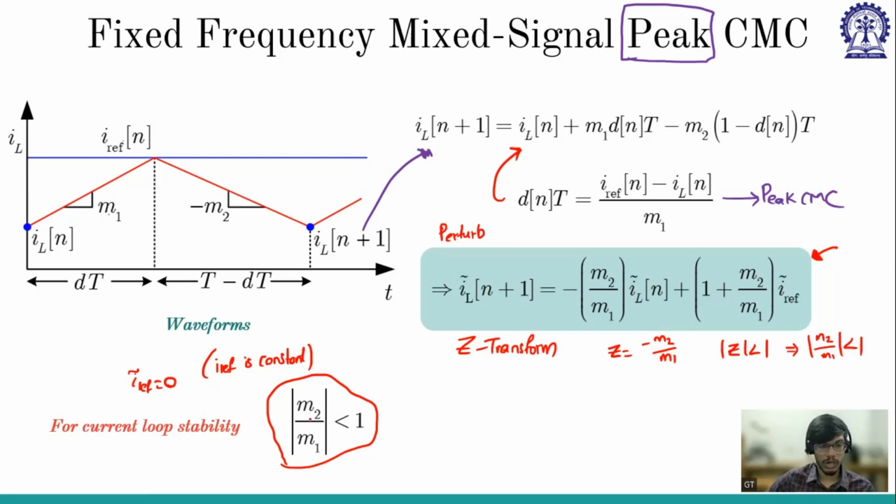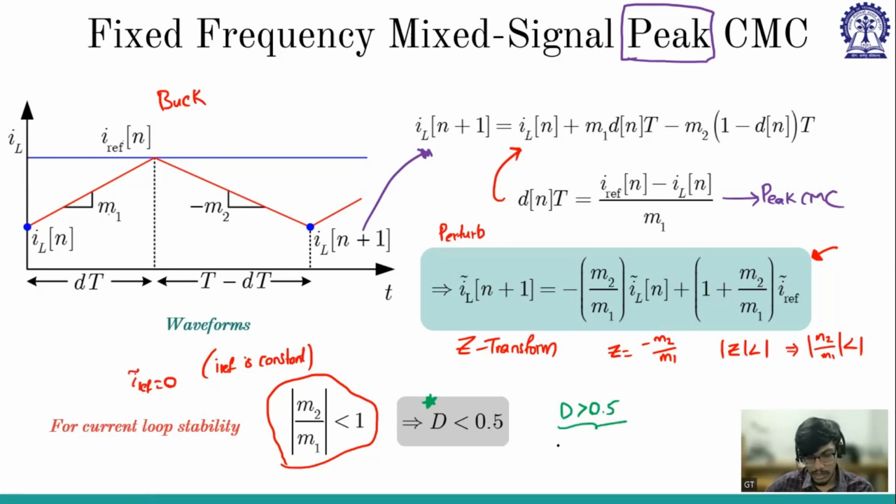If you substitute, say this is a buck converter, we know M2 is V0 by L and M1 is Vin minus V0 by L, and the duty ratio is V0 by Vin. Substituting all those things, we'll get this result, which is duty ratio less than 0.5. If the duty ratio is greater than 0.5, then it will have some stability issues. This topic we have discussed in week 2, so I'm not going into that much detail. You can refer to that lecture video if you still have some confusion. But this is just basic math, so you'll be able to do it.